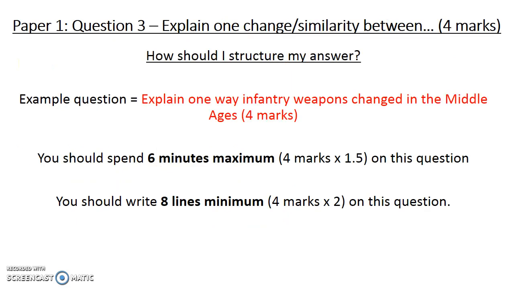Okay, this is the example question that I'm going to use today. It is explain one way infantry weapons changed in the Middle Ages. 4 marks. General rule of thumb is you multiply the marks by 1.5. That's how long you should spend on it. 6 minutes maximum. I think 6 minutes is a good amount of time, maybe 5, depends how quick you write. And then also, how much should I write? Well, look at the marks, times that by 2, and then that's how many lines minimum you should be writing. So 8 lines minimum really for this question.